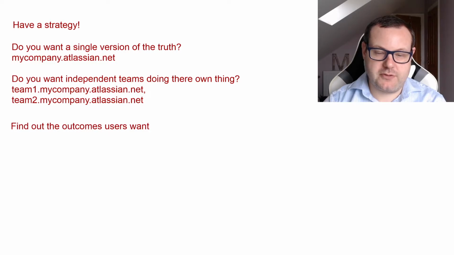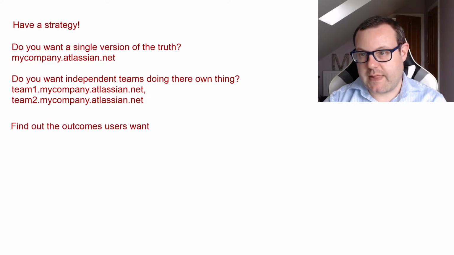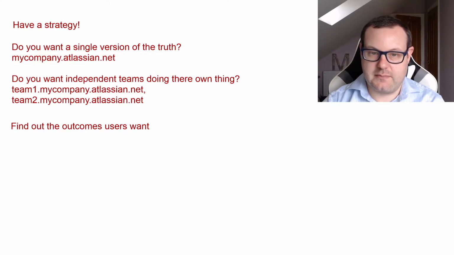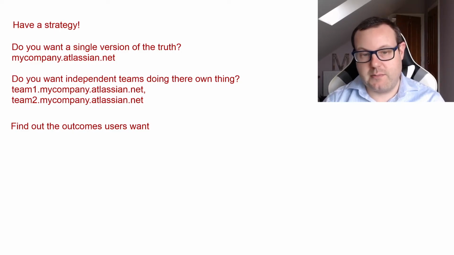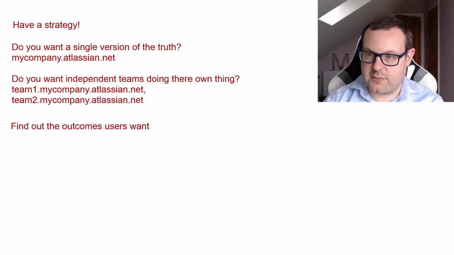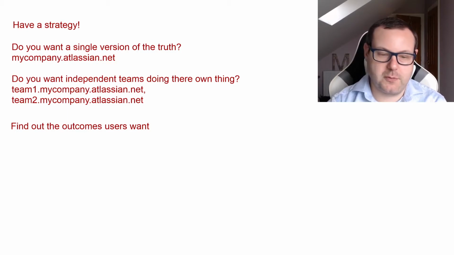Find out the outcomes that users want rather than asking them what technical changes they want to make, or letting them change their own workflows and add their own custom fields, because understanding the outcome they want can let you get that in a more efficient way, or understand if you can reuse something you've already done for a different team to try and keep things as joined up as possible.